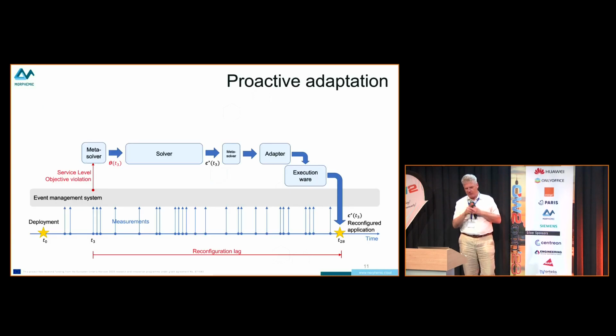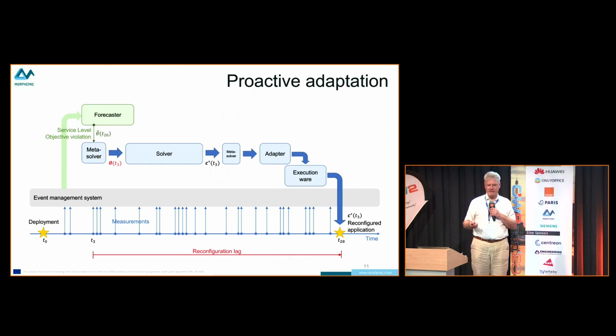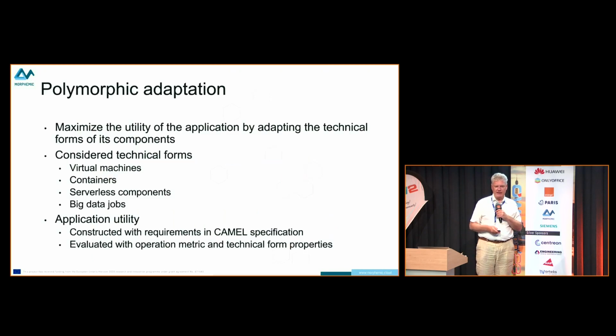Well, remember this loop, we do that by simply saying that instead of using the actual measurement at time 3, in this case, we introduce a forecaster. And we connect this forecaster with the event management system so that the forecaster will always forecast what is required, for a certain period into the future. And we use this forecast instead to produce the solution. And now we are able to produce a solution for time 28, even though we are not yet at time 28.